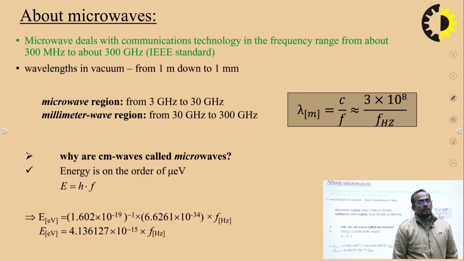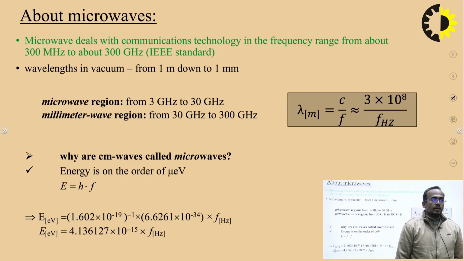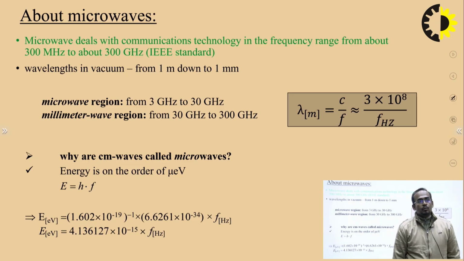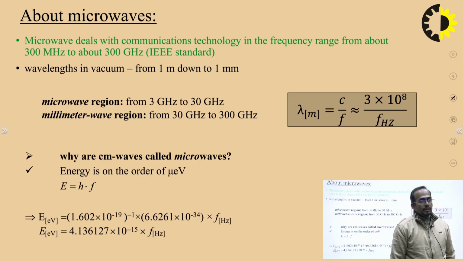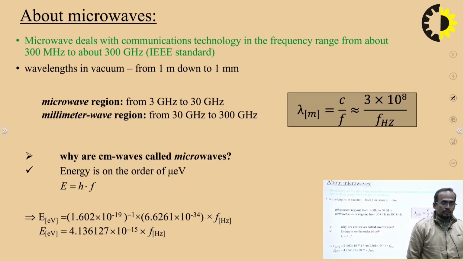So microwave deals with communication technologies in the frequency range from 300 megahertz to 300 gigahertz, and this wavelength varies from 1 meter to 1 millimeter. The microwave region in terms of frequency is from 3 gigahertz to 30 gigahertz, and the millimeter wave region is from 30 gigahertz to 300 gigahertz.